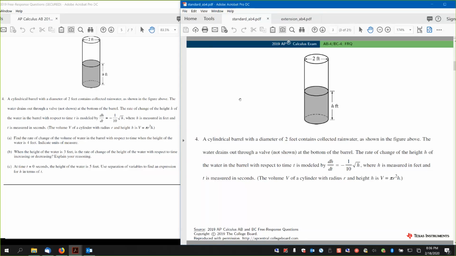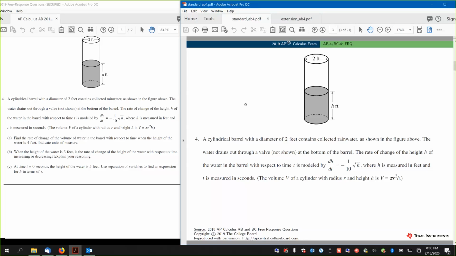This question involved a cylindrical barrel. And I should probably stop right there. Students made this problem a little bit more complicated than it actually was. This was a cylindrical barrel with constant diameter of 2 feet and therefore a constant radius of 1 foot. And it had some collected rainwater in it. And we're also told that this rainwater drains out of the bottom of the barrel.